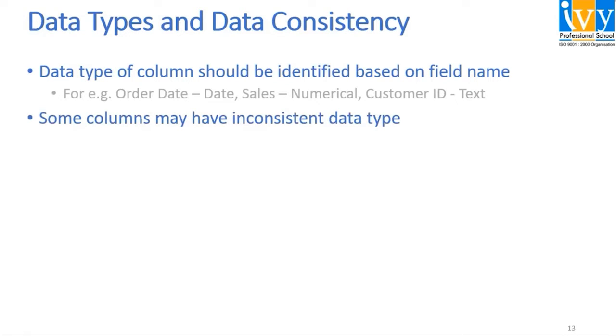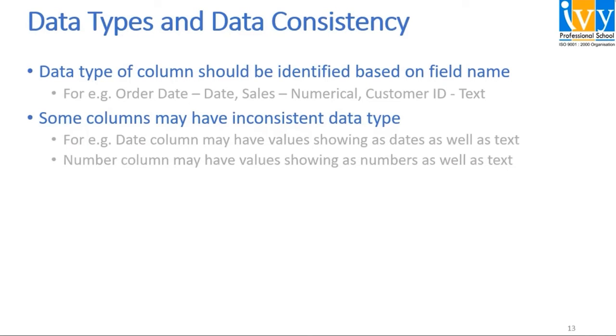Some columns may have inconsistent data type. For example, date column may have values showing as dates as well as text. Number column may have values showing as numbers as well as text. In these scenarios, let's see how data cleaning will help us to clean the data.